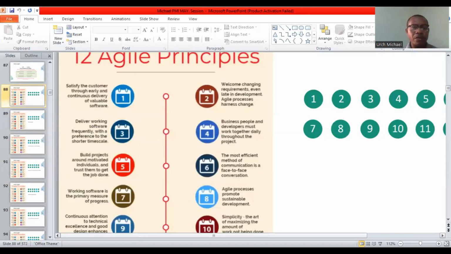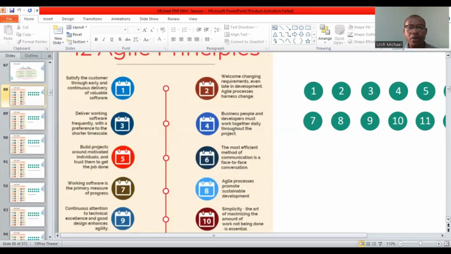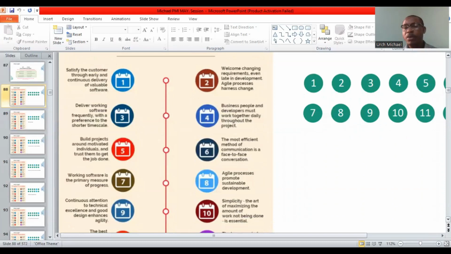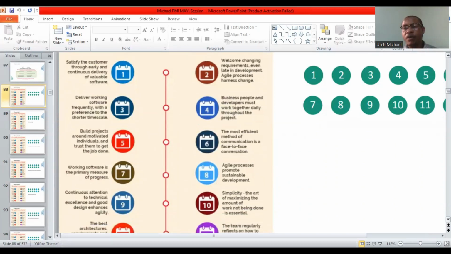Working software is the primary measure of progress. In Agile, it's believed that if you're able to deliver working software, that is the primary measure of progress. Also, the Agile process promotes sustainable development. You want to see development that can sustain the organization over many years. Then, continuous attention to technical excellence and good design enhances agility.